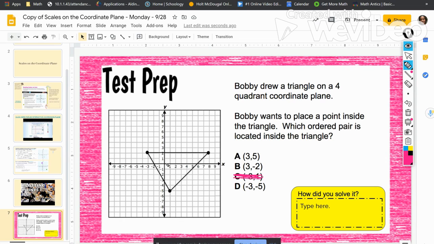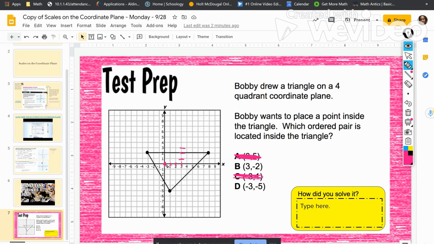A, what about A? Start at my origin and go to the right 3, because that's my x coordinate, and that's what I start with. So 1, 2, 3, and then I go up 5. 1, 2, 3. See, already I can tell you that's not it because I'm outside the triangle.